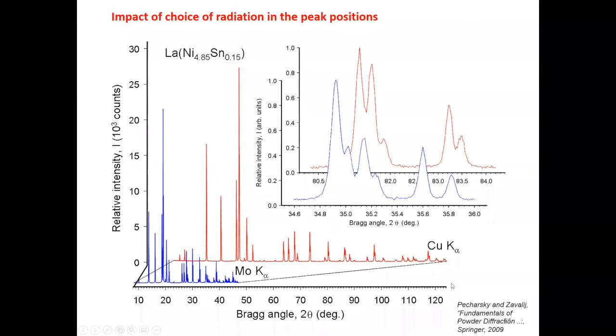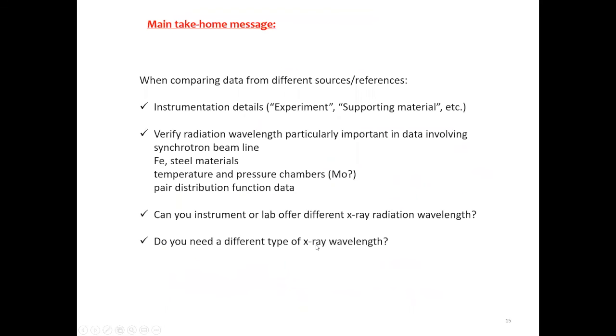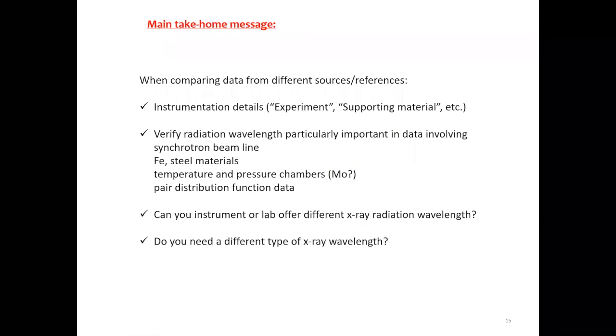And the message that you should take home is that before you compare your data to whatever is in the literature or a collaborator has done, ask exactly how the measurement was done. What is the supporting material in the paper, and so on. Verify the radiation wavelength. That's important in the data involved. This is particularly important if you are comparing data acquired in a lab source versus synchrotron radiation. It's also always a good measure to convert that data to units of Q, which then you don't need to worry about the wavelengths.